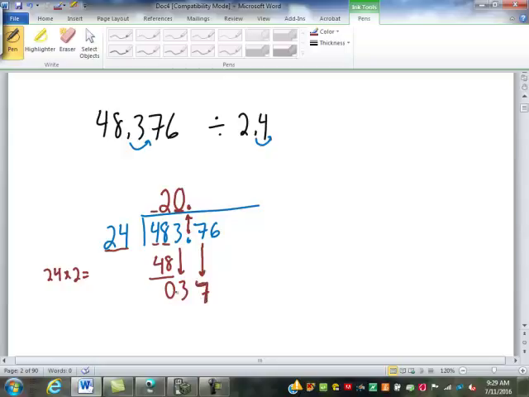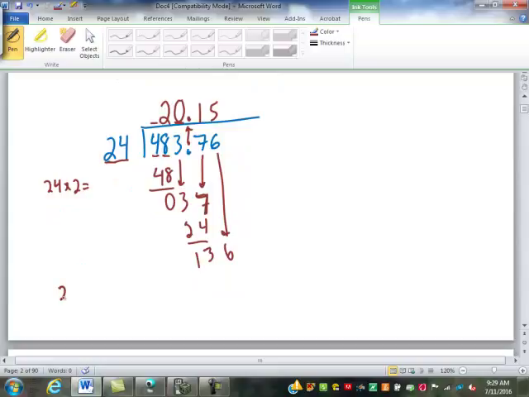Does 24 go into 37? Once. That would be 24. That is 13 left over. And I bring down the 6. Does 24 go into 136? I would think so. How many times? Let's try 5. 24 times 5 is 120, which would leave us with 16 left over.